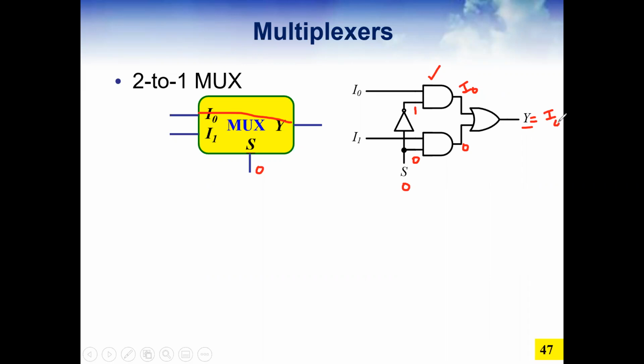I0, because if adding I0 with the 0, you will be getting like that. So this is the design of the multiplexer, which is 2 to 1 mux. Clear? Same way we can check another one.